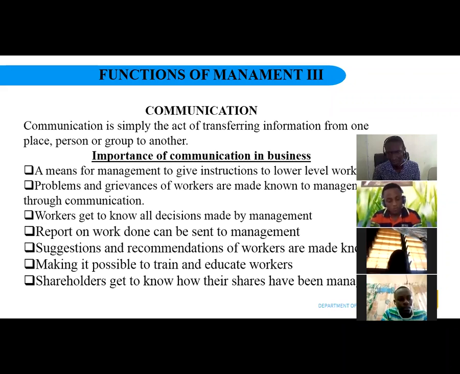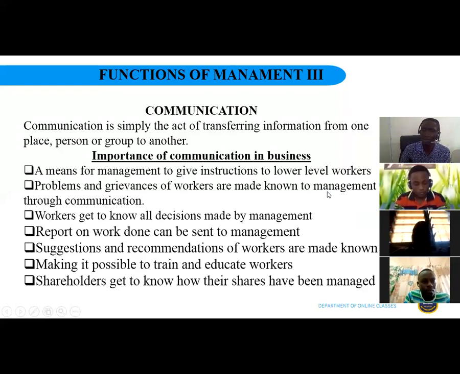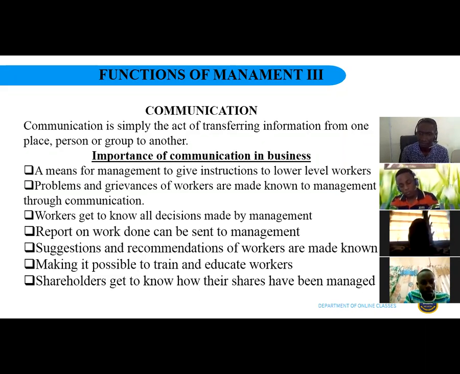Communication. So right now, what are we doing? We are communicating, all right? So why are we communicating? What shows that we are communicating? Yes, Sydney. What shows that you and I are communicating? Because we are exchanging ideas. We are exchanging ideas. Good.